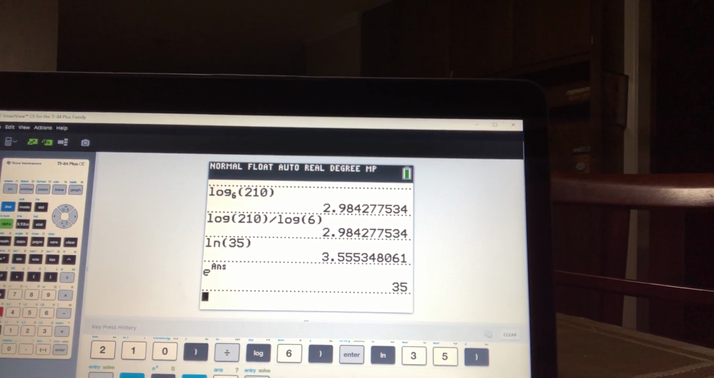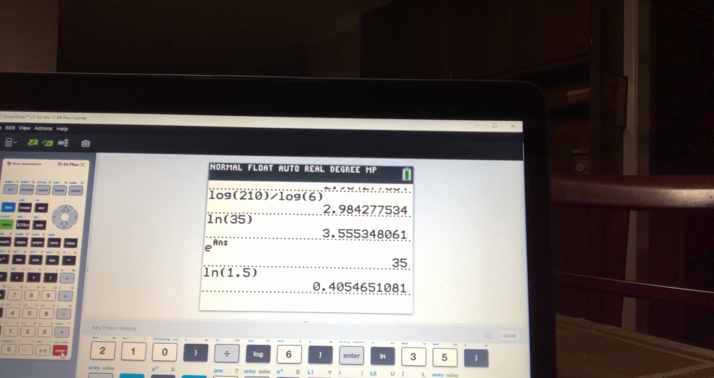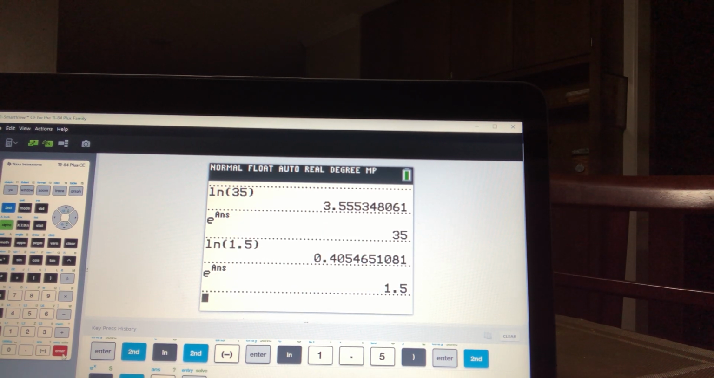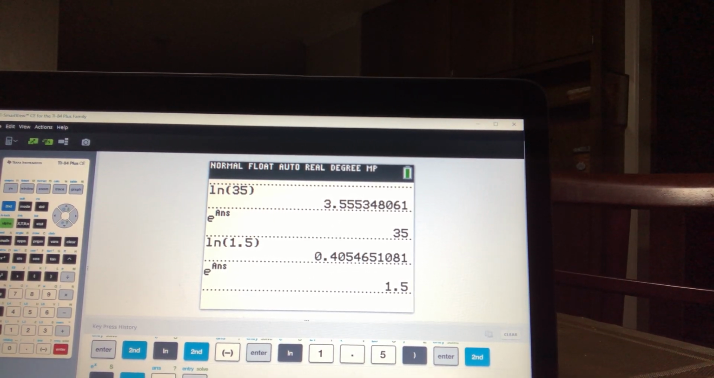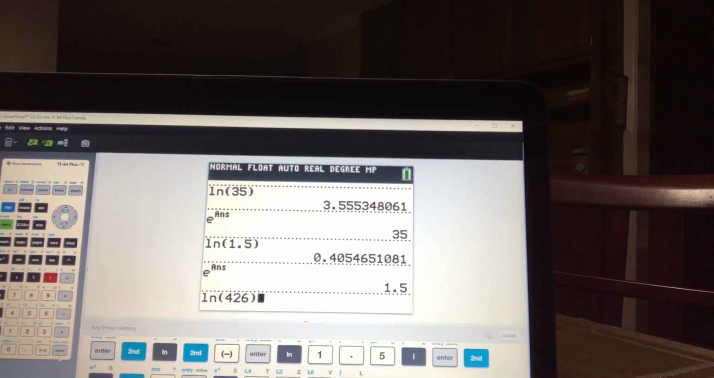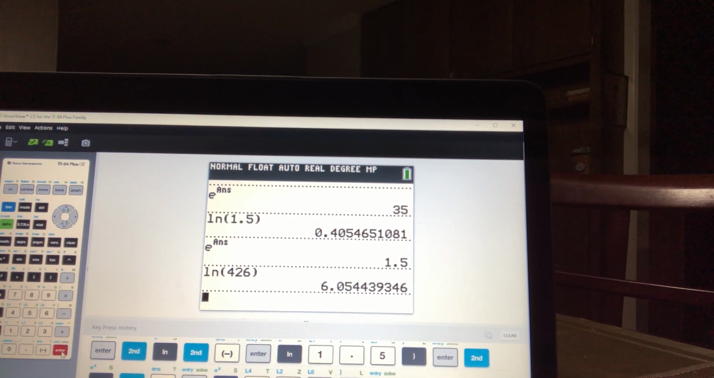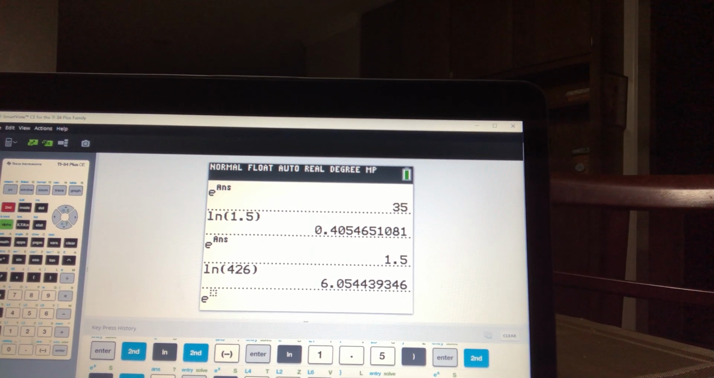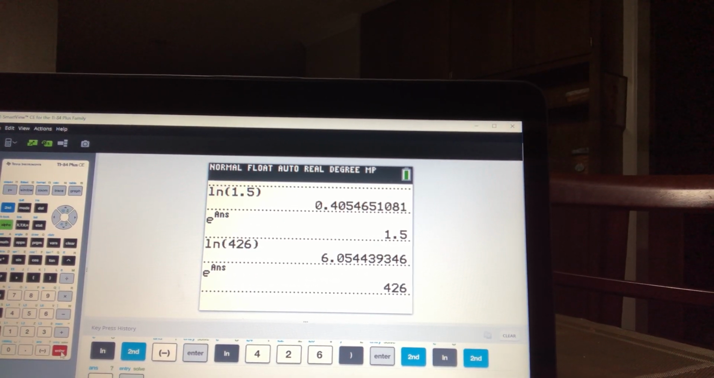Now we want the natural log of 1.5. And that gives us this answer, 0.405 rounded. And remember that means if you took the base of e and raised it to the answer, you would get 1.5. And one more in this section, the natural log of 426 is this number, 6.054. So if you took e and raised it to that answer, you would get 426, the number we started with.